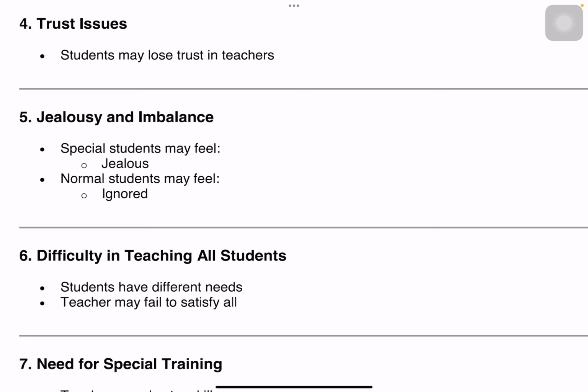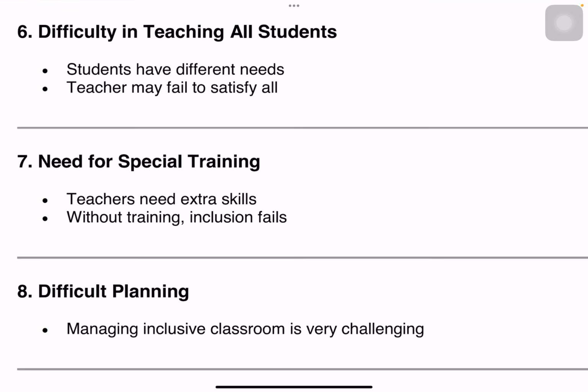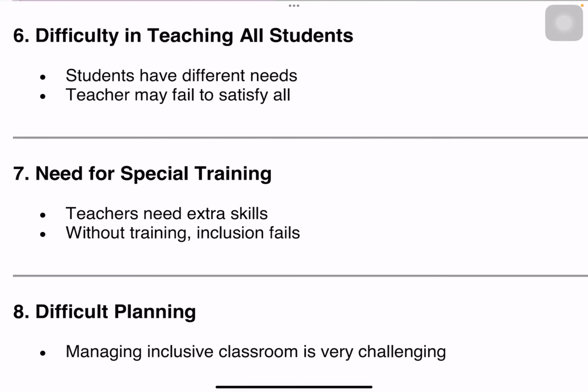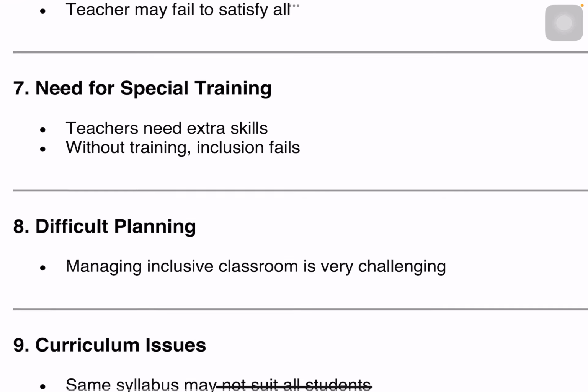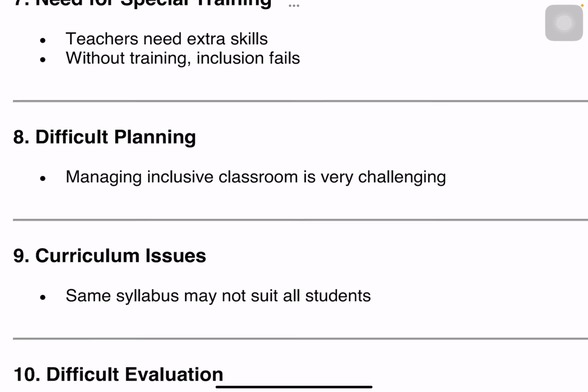Jealousy and imbalance. Special students may feel jealous. Normal students may feel ignored. Difficulty in teaching all students. Students have different needs. Teacher may fail to satisfy all. Need for special training. Teachers need extra skills. Without training, inclusion fails. Difficult planning.